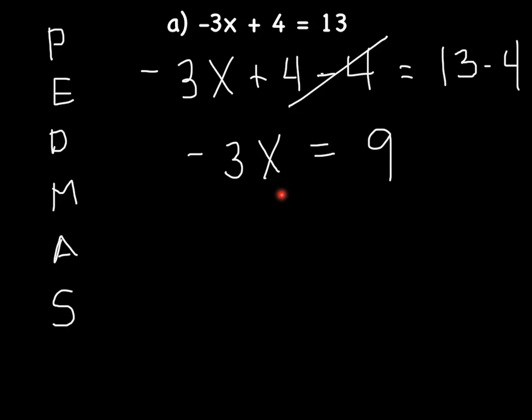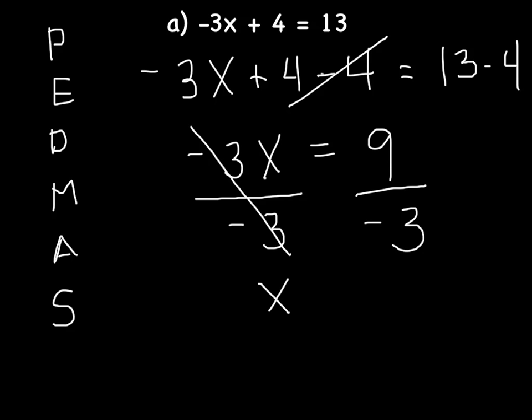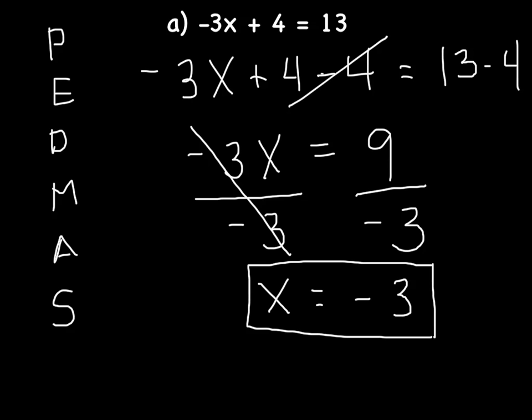Here we have a multiplication. The inverse operation of multiplication is division. So we're going to divide by negative 3. And if we do that to the left, we must also do it to the right side of our equation. This gives us x is equal to negative 3. To ensure that our solution is correct, we can verify.